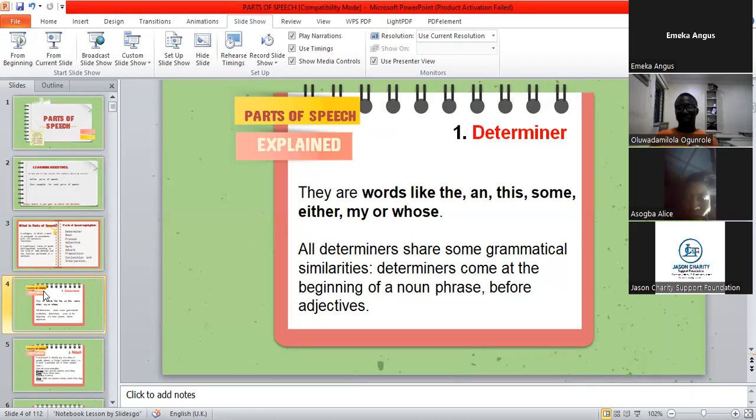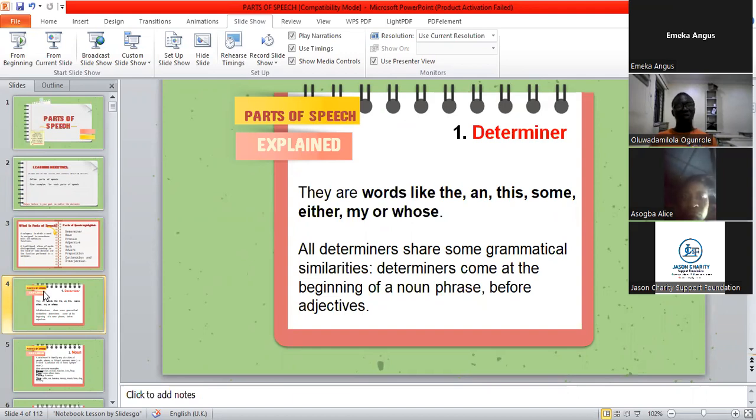So for instance, if I say the man is going home, man there is a noun, it belongs to a particular part of speech. There is the determiner telling us about the man. We can have a man is going home. We can say this man is going home. We can say some men are going home. So these things, as we have used them in my examples, are what we call determiners.